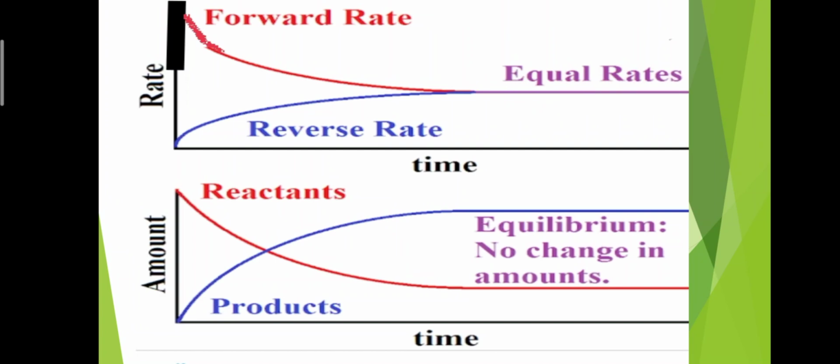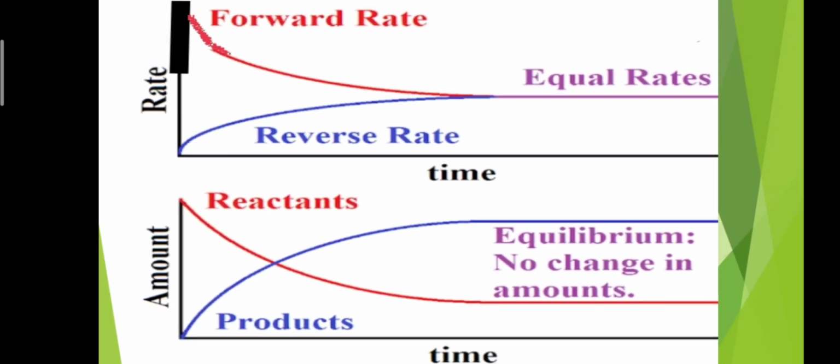Now this is the graph between time and amount of substances, that is molar concentration. At zero time, the concentration of reactants is maximum. As time proceeds, reactants convert into products. And at zero time, the concentration of product is zero. As time proceeds, the concentration of products increases. At equilibrium, there is no change in the amount of reactants as well as the amount of products. At equilibrium, the concentrations of reactants and products remain constant.